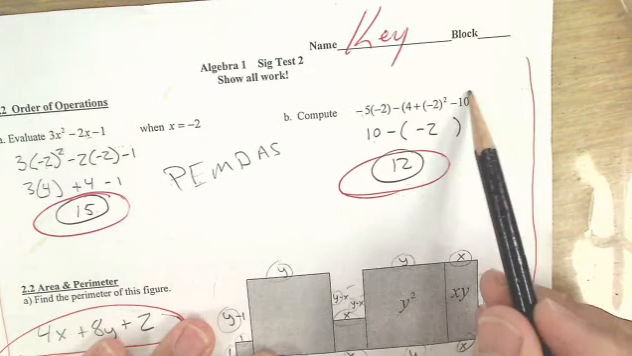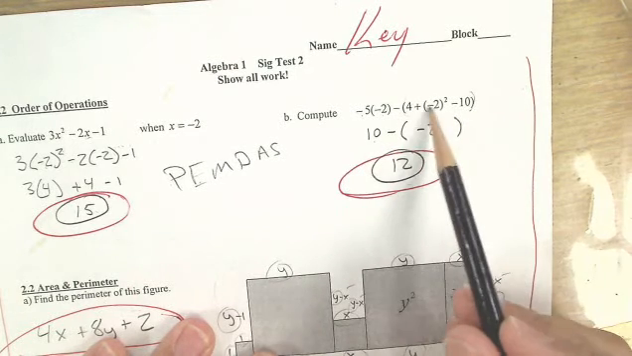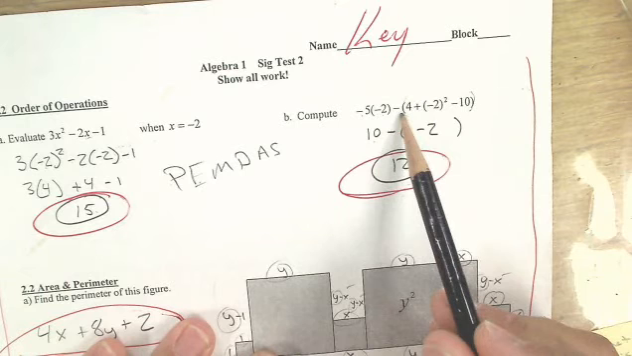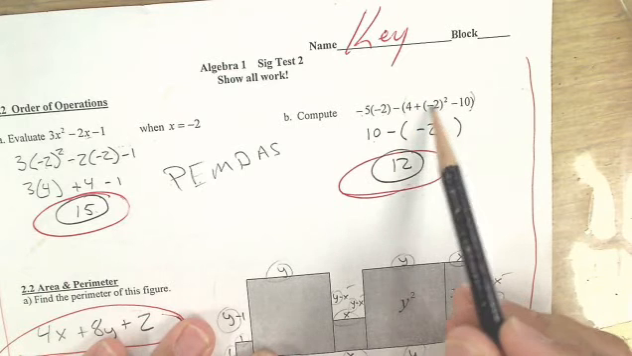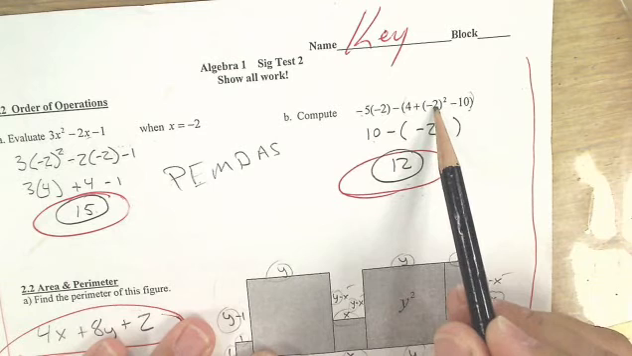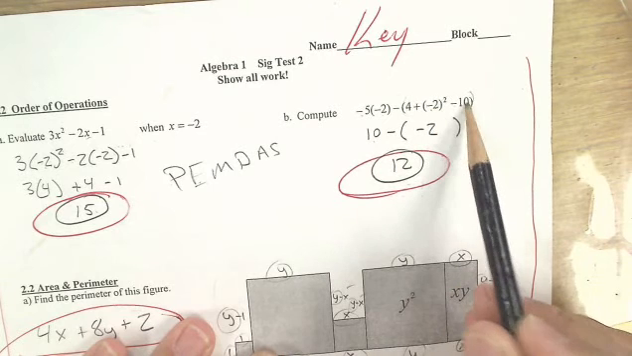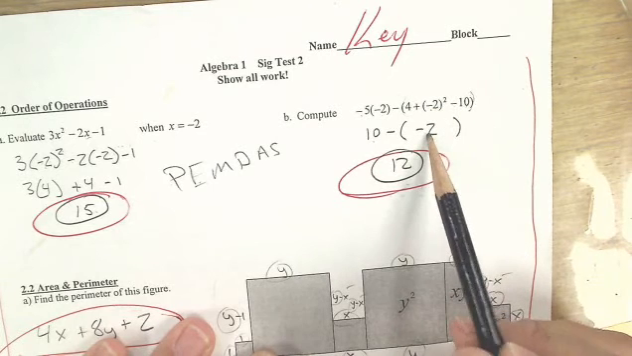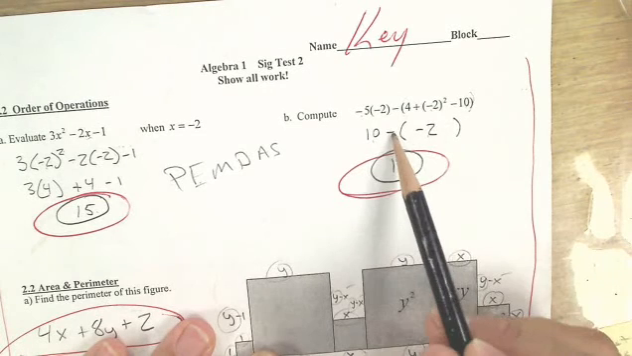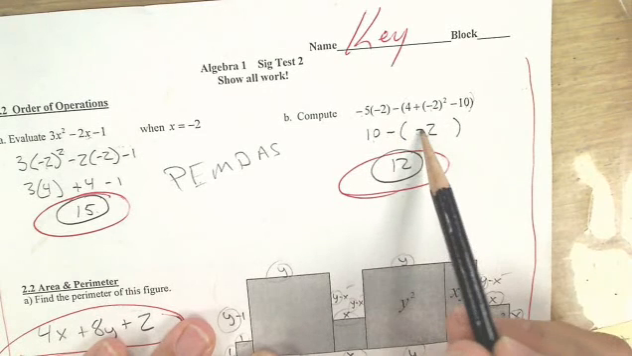I must do what's inside the parentheses. Inside the parentheses, I do the exponent first, so that's a +4. So 4 plus 4 is 8. 8 minus 10 is -2. So I have 10 minus a -2, and minus a negative means I'm adding, so 12.